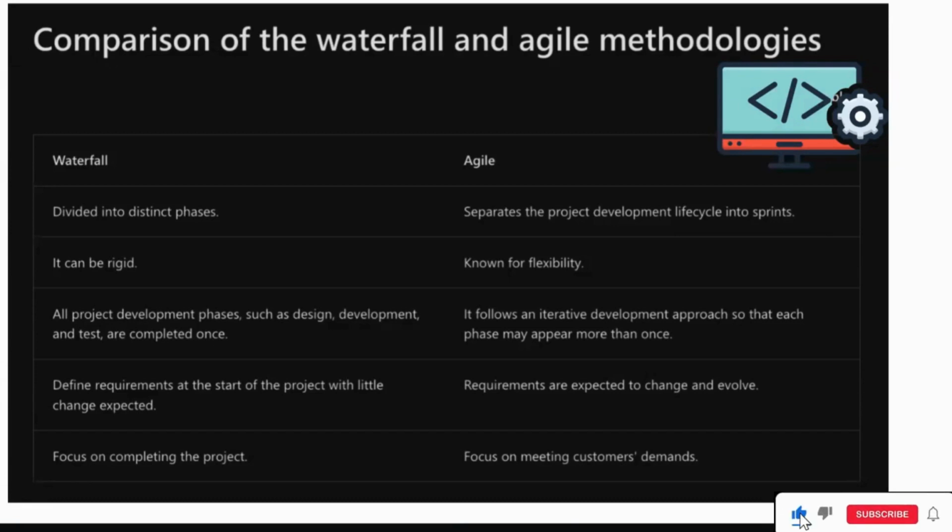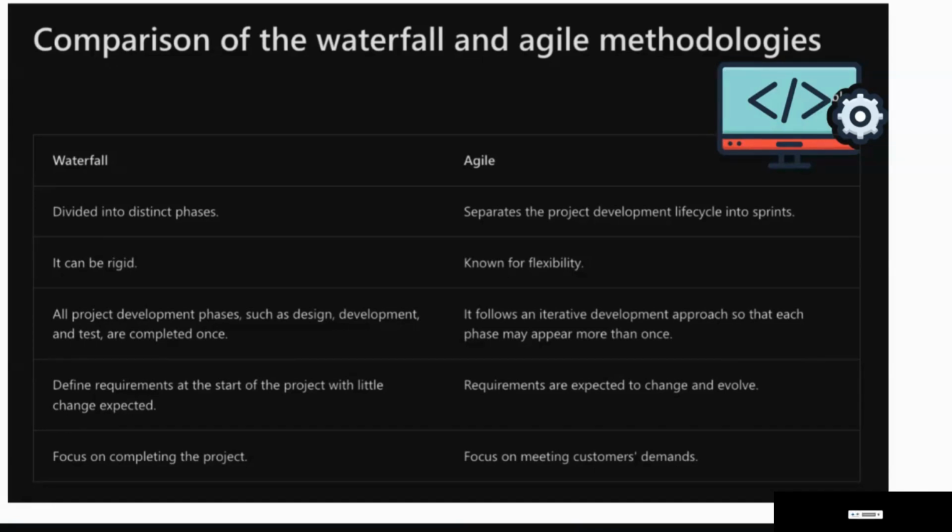All project development phases such as design, development, and test are completed once. Agile follows an iterative development approach so that each phase may appear more than once. Waterfall defines requirements at the start of the project with few changes expected. In agile, requirements are expected to change and evolve.